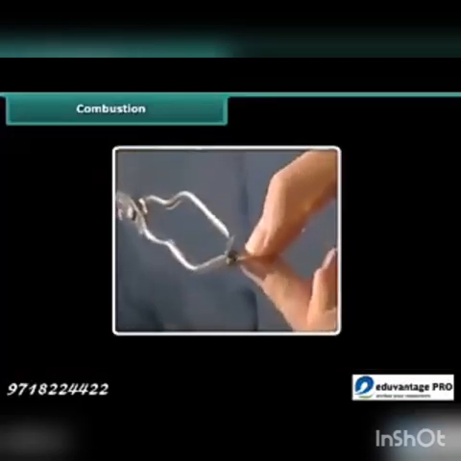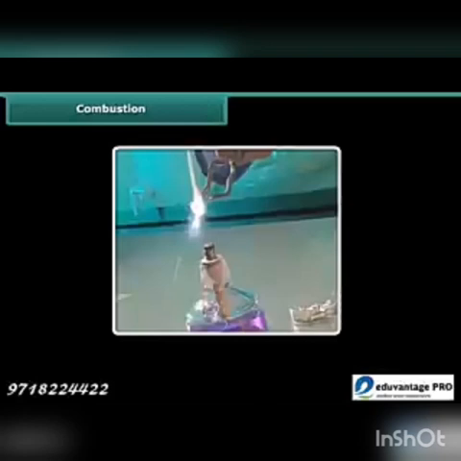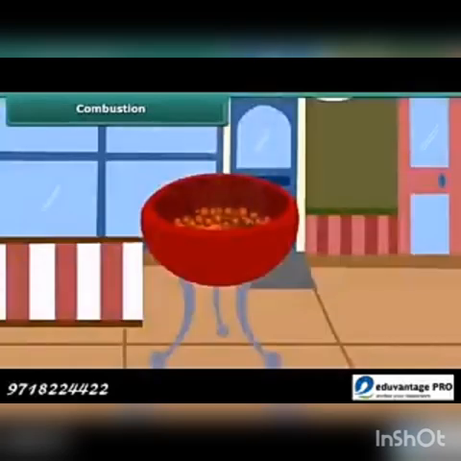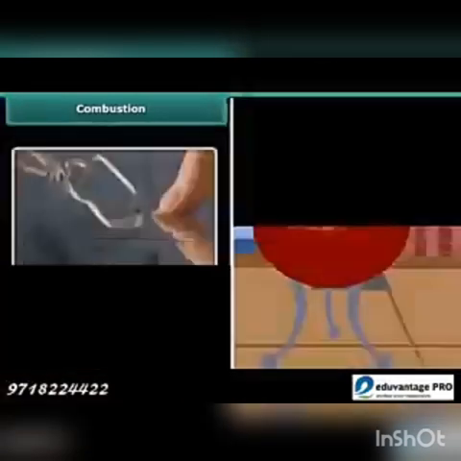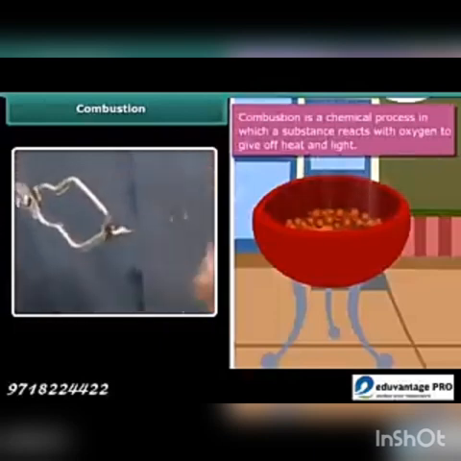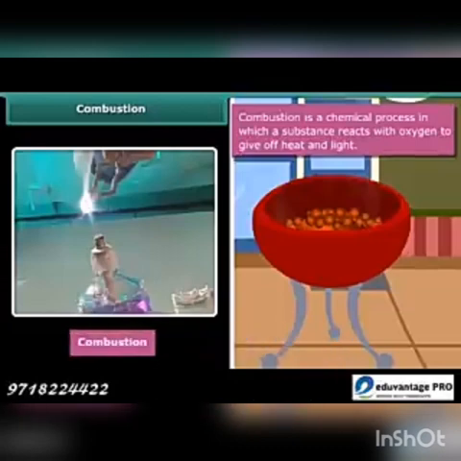Rohan is performing a simple activity. He is burning a magnesium wire on a flame. Notice carefully. Heat and light are also produced along with magnesium oxide. Now look at the burning of coal. This burns in air, producing carbon dioxide, heat and light. In both examples, the substances are reacting with the oxygen of the air to produce heat and light. This process is called combustion.